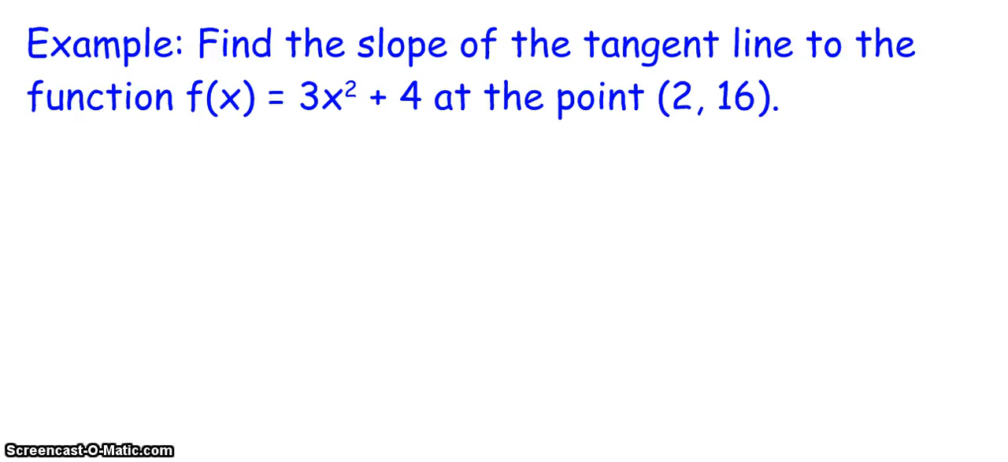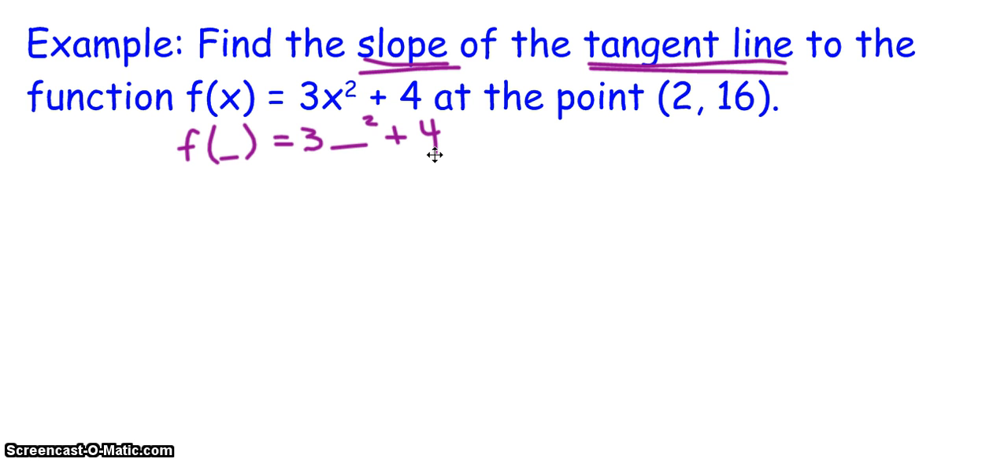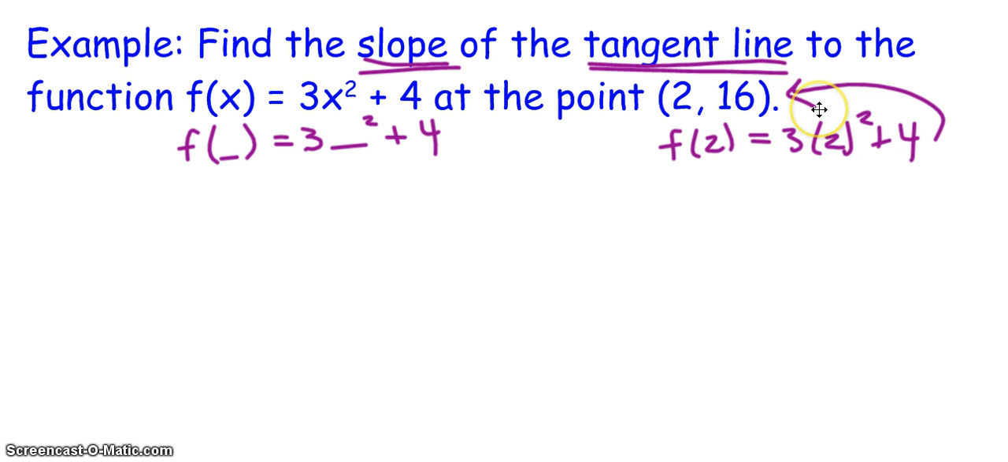Alright, so find the slope of the tangent line. So slope, rate of change, derivative of the tangent line at this curve, f of x is equal to 3x squared plus 4. Well, we know that f of x being equal to 3x squared plus 4 really means f of fill in the blank equals 3 times fill in the blank squared plus 4. The point (2, 16) does lie on this curve because f of 2 is equal to 3 times 2 squared plus 4, in which we get a result of 16.